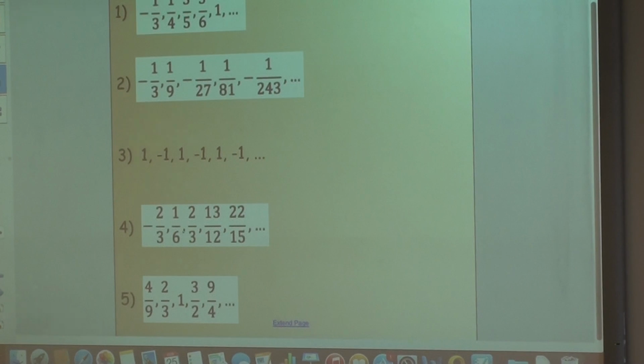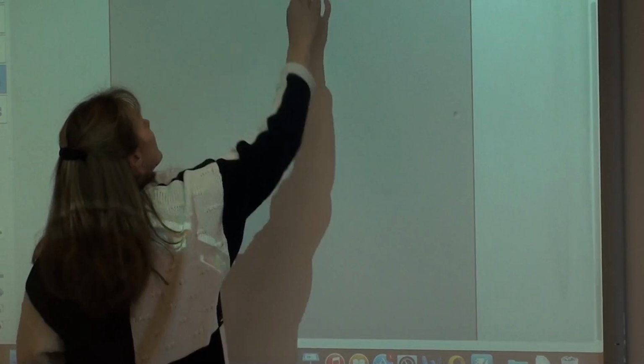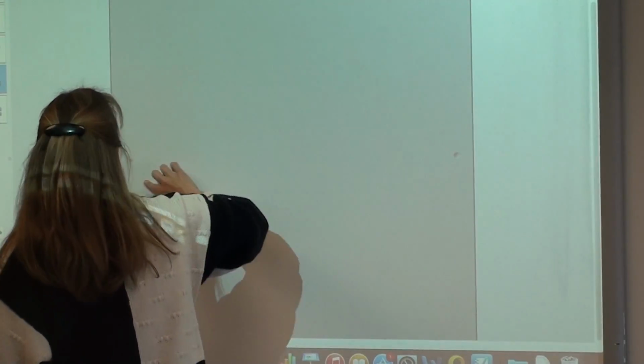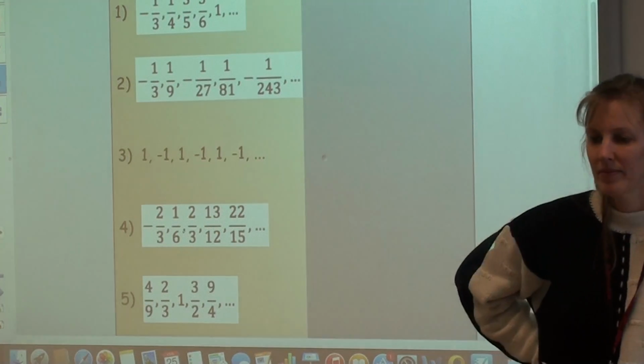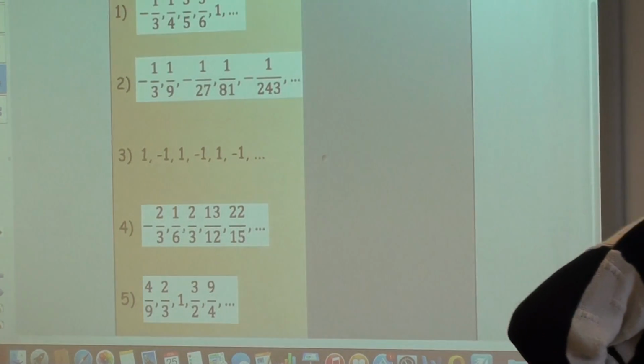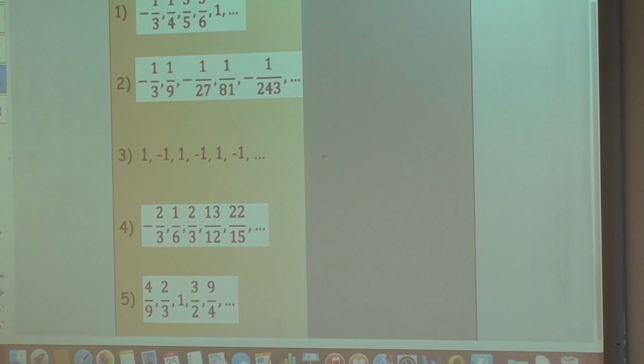I'm not showing you the answers yet. 4 ninths is the first term, and then you multiply by 3 halves to the n minus 1. Because if you take 4 ninths and multiply by 3 halves, you get 2 thirds. And then you multiply that by 3 halves, you get 1.